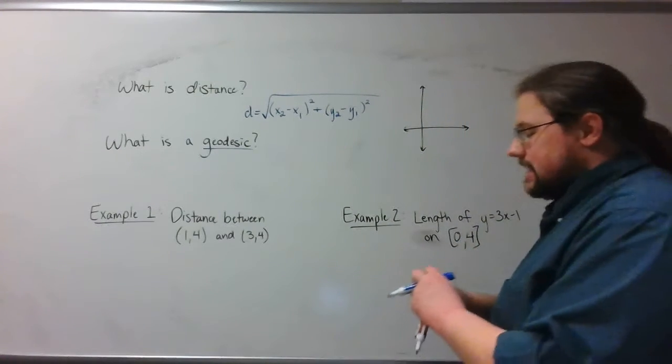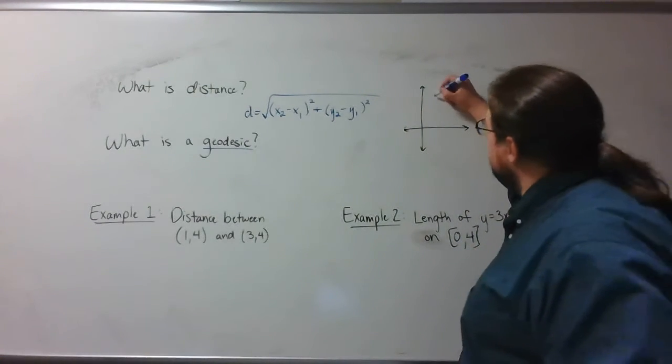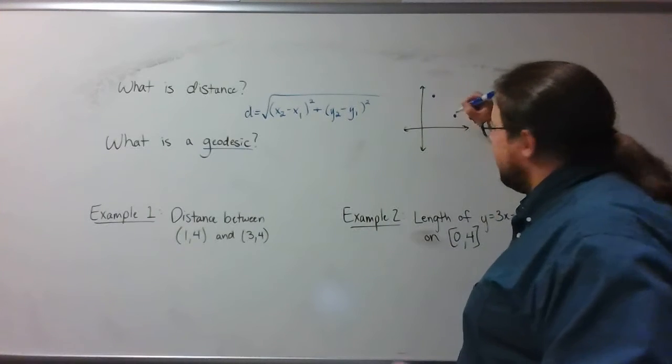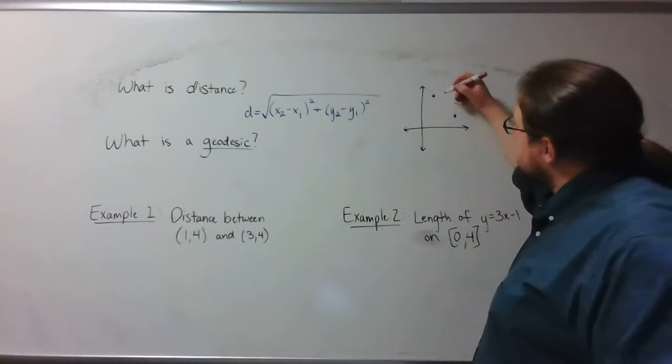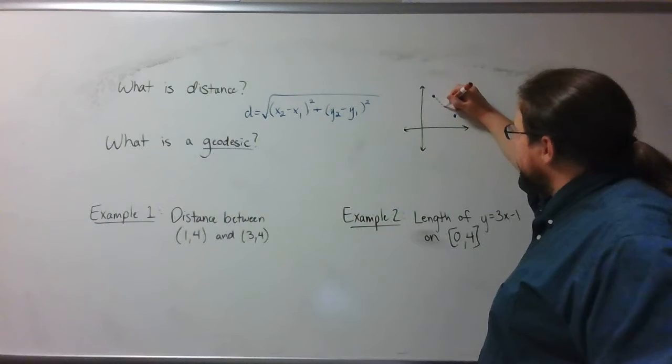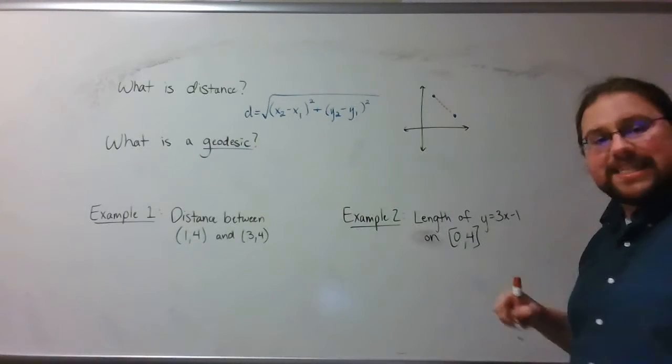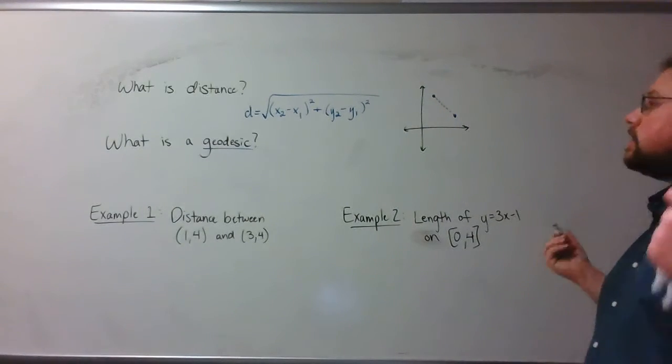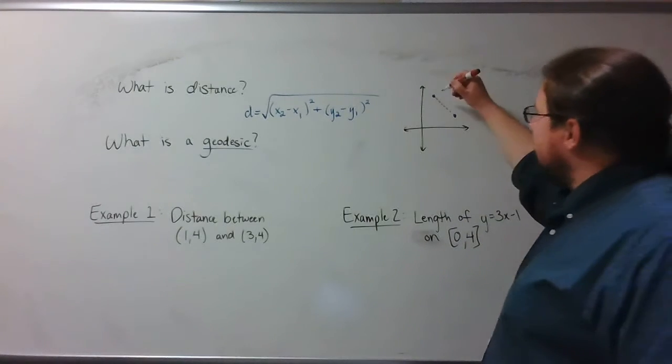So let's think about this again. It's a one-dimensional measure. So one dimension meaning just has one measurement. It's how far I travel from one place to another. So essentially, it's how long is this line right here. Now, the way we get this formula is it's actually the Pythagorean Theorem.